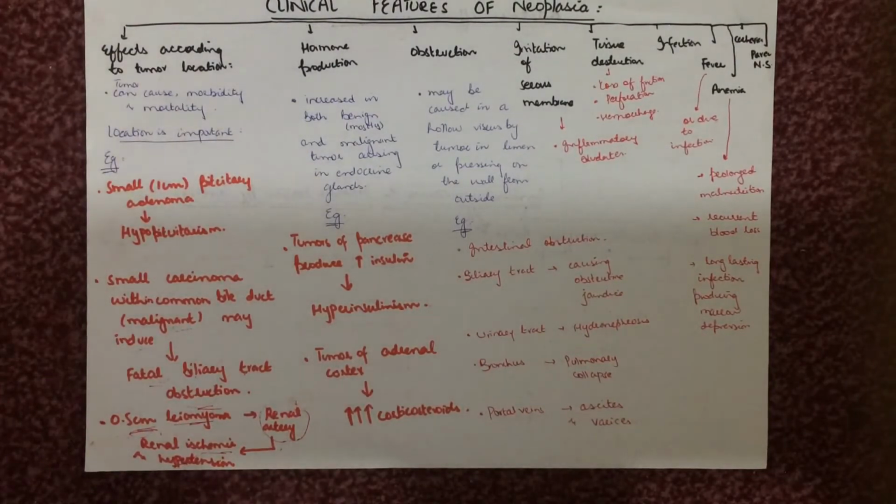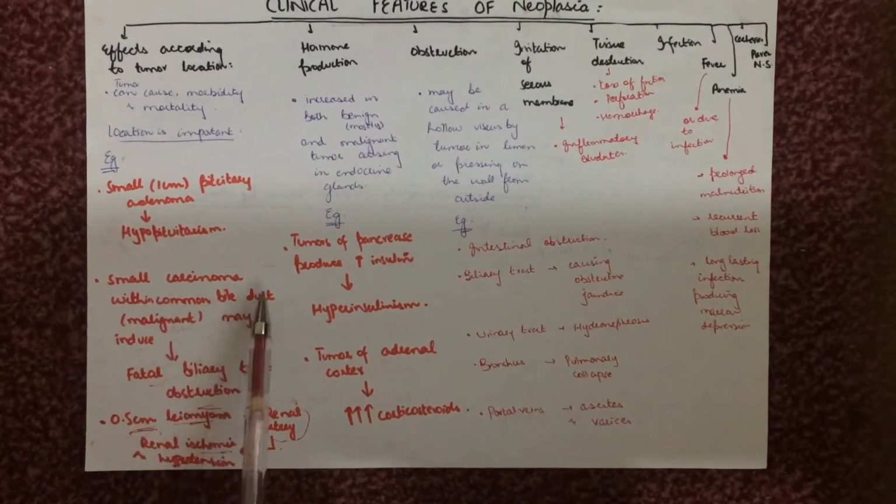Tumor can cause morbidity and mortality, so location is very important. Let's take an example. For example, a small 1 cm pituitary adenoma may cause hypopituitarism, while a small carcinoma within the common bile duct, if malignant, may induce fatal biliary tract obstruction.